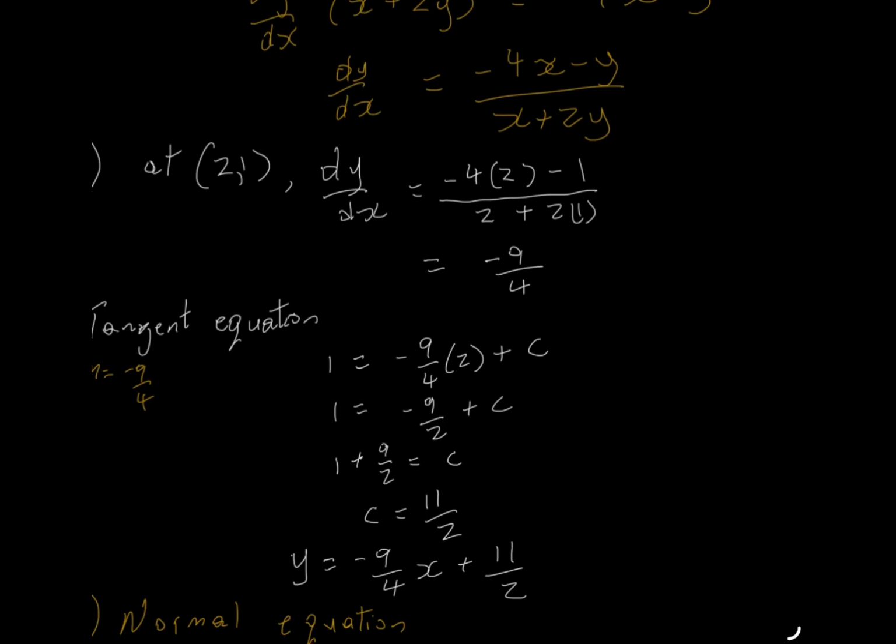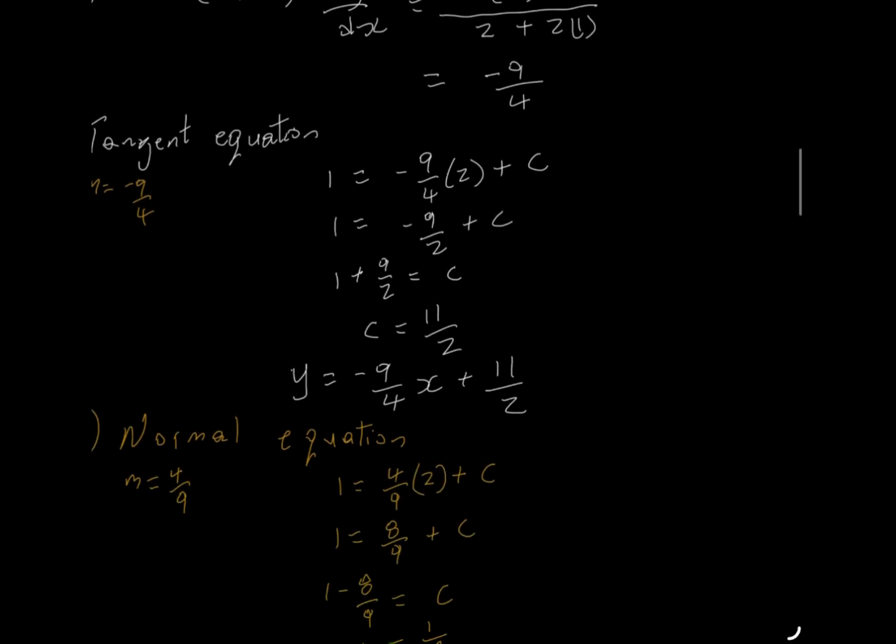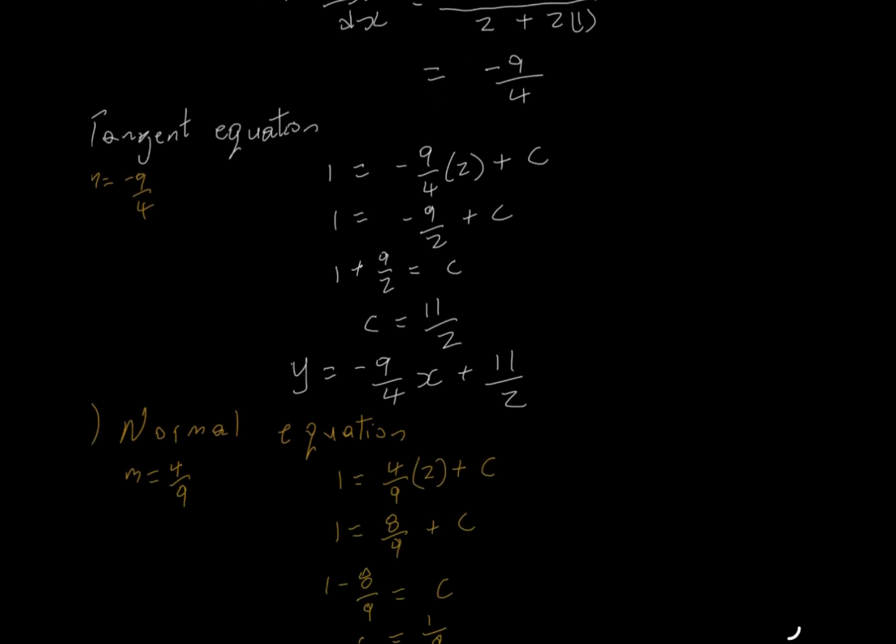So your equation of your tangent line is y = -9/4 x + 11/2. All right. A normal equation has the negative reciprocal gradient of the tangent, because the tangent was -9/4. Then your normal gradient would be flip that over and take the negative of it. That's going to be 4/9.